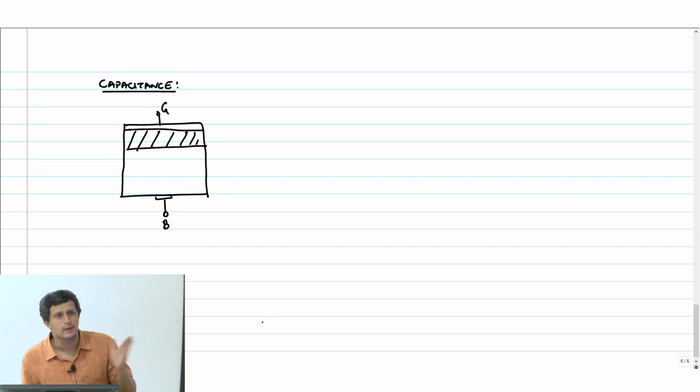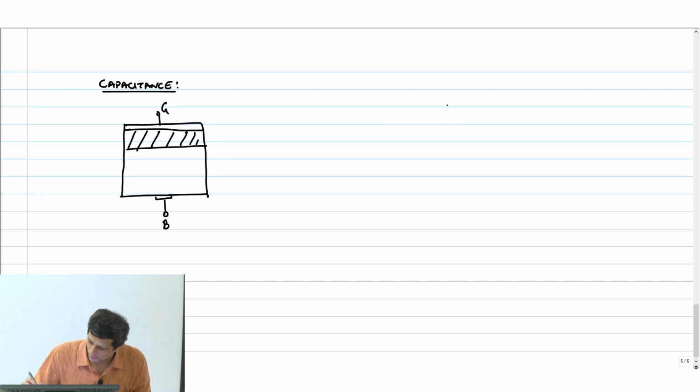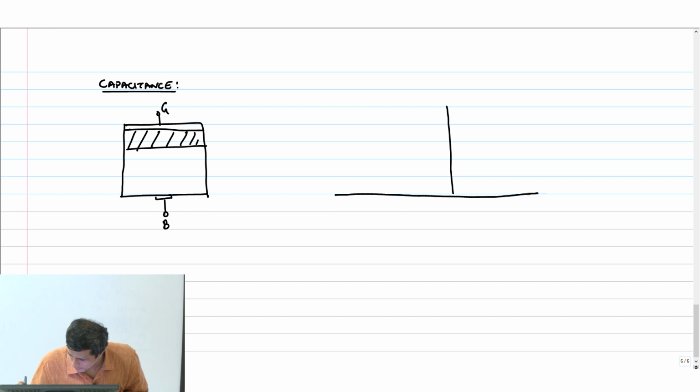Now, as I sweep my VGS from a negative value to a positive value, what do you think will happen to the capacitance of this device? Okay, I want to now do a CV plot, C versus VGS.